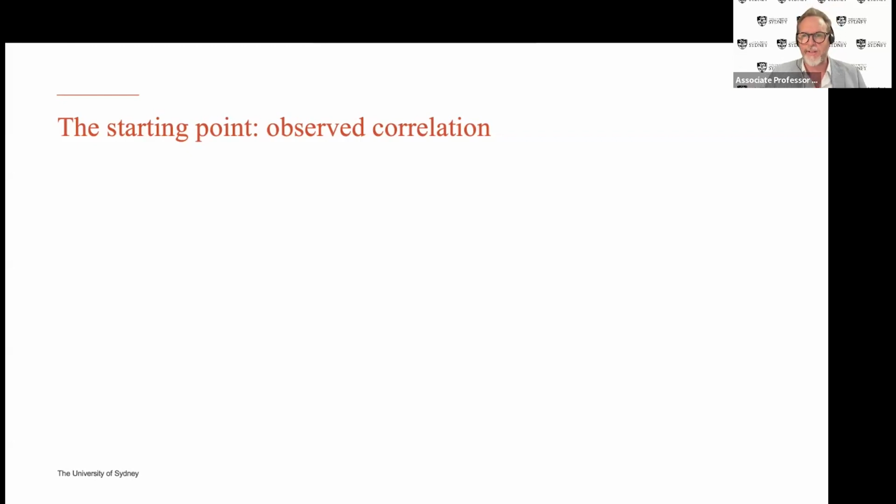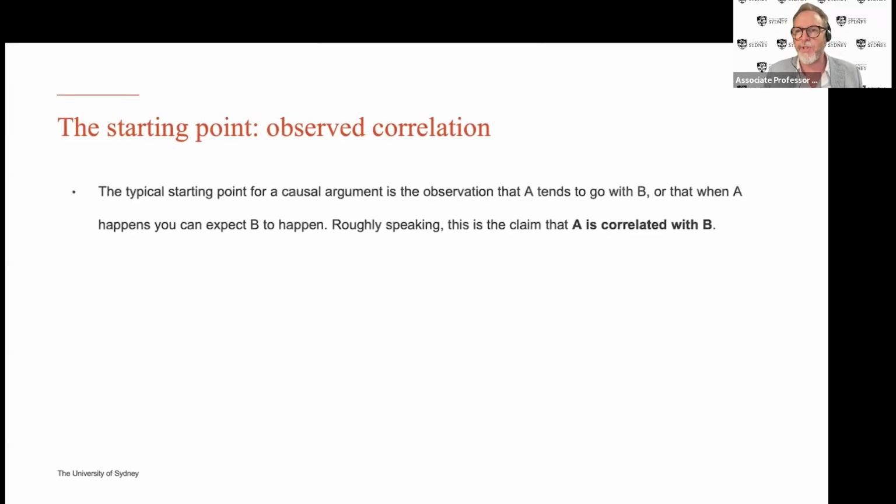The starting point typically, when we're trying to figure out whether A causes B, is an observed correlation between A and B. In this session, we're going to mean something very loose by that. We're just going to take correlation to mean A tends to go with B, or A happens and then B happens. And so this is the usual starting point in a causal argument. These claims about correlations can be backed up by observations. Right? You go and watch A happening and you see whether B tends to happen after it.